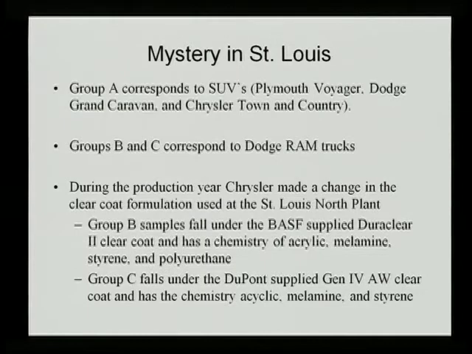Oh, it turns out that Group A corresponds to the SUVs in this North St. Louis plant, whereas Groups B and C correspond to the Dodge Ram trucks. And evidently, during this production year, there was a change in the formulation used for the clear coats, which is why we end up with 3 clusters, not 2.